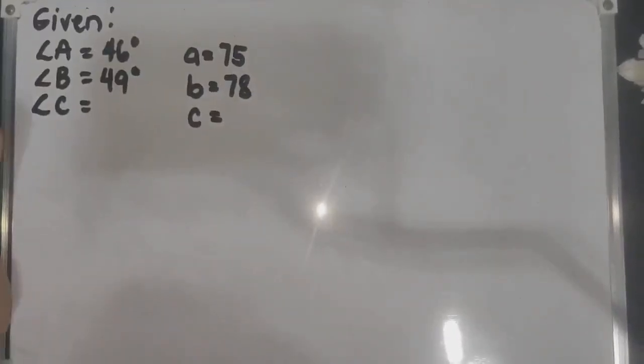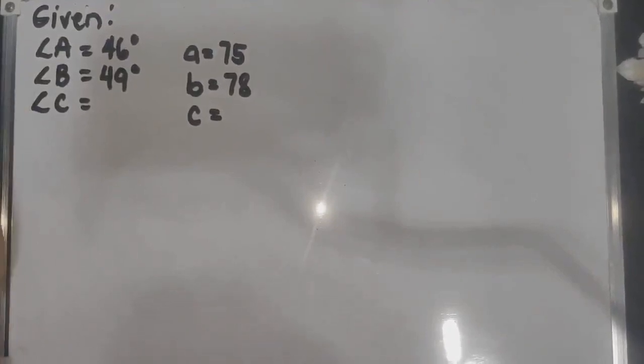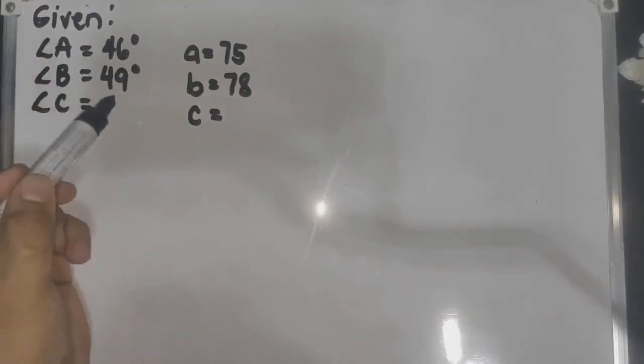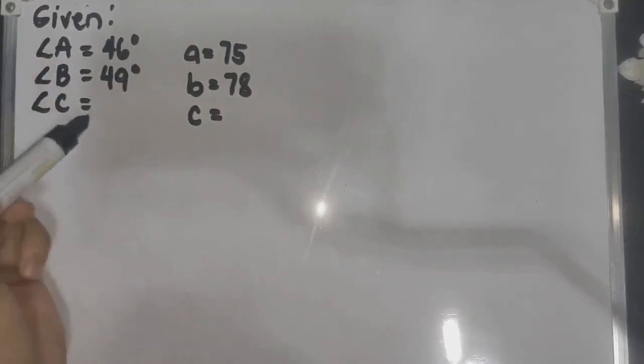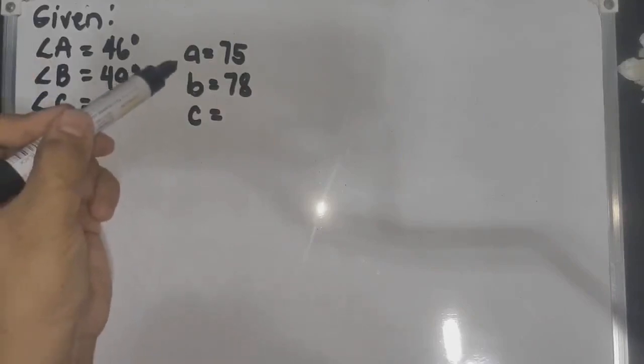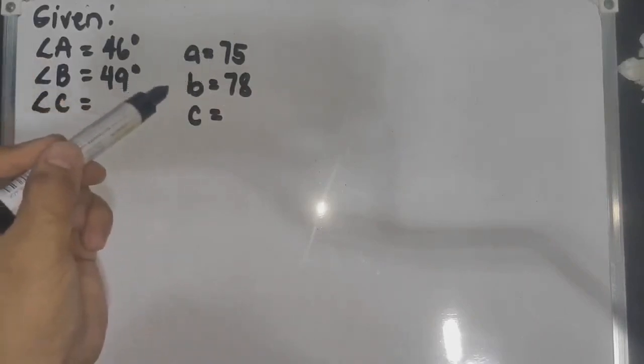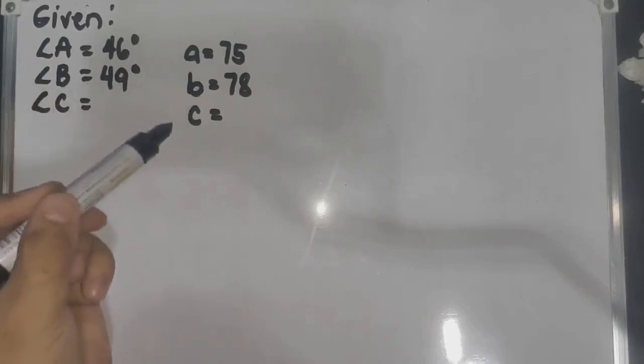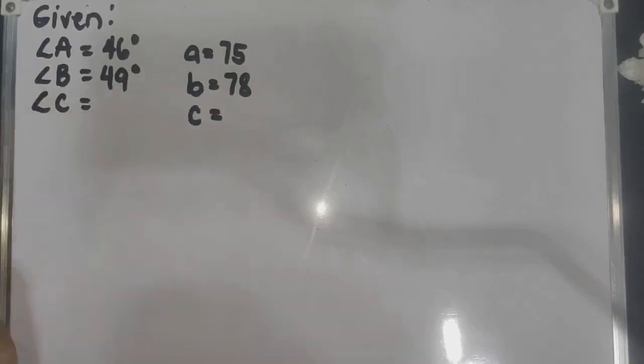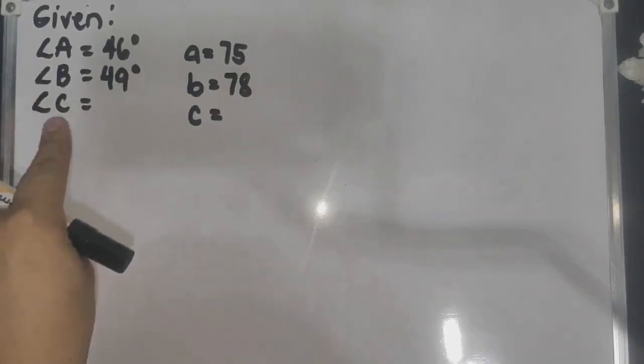Okay, ito yung given natin kanina, so sinulat ko na lang. Angle A, yun yung nakuha natin kanina, which is 46 degrees. And angle B is yung given natin, which is 49 degrees. Angle C is still unknown. Side A is 75. Side B is 78. Side C is still unknown. So, makikita natin, isang angle na lang yung nawawala.